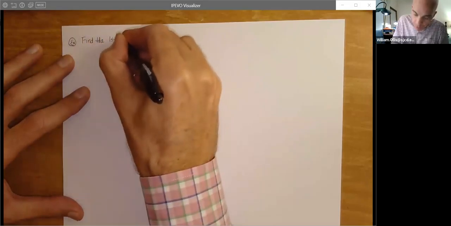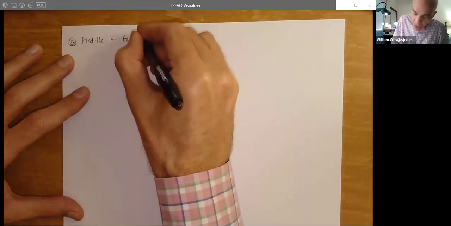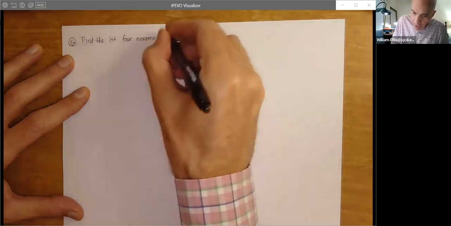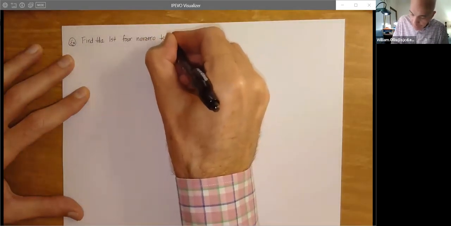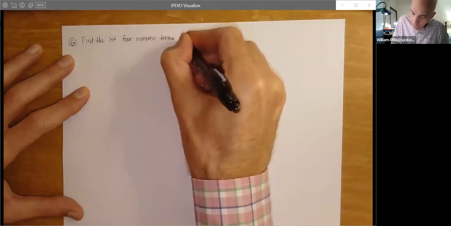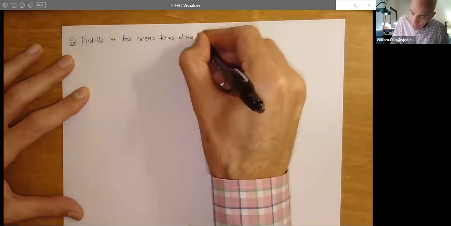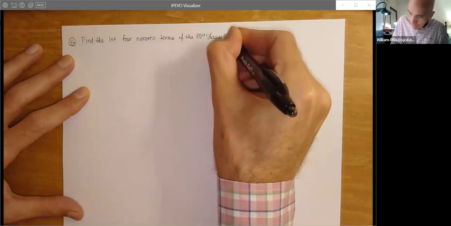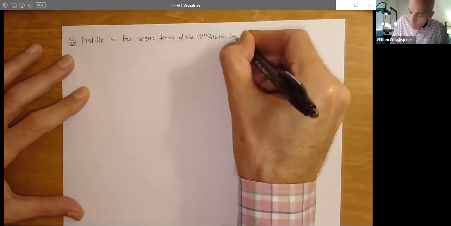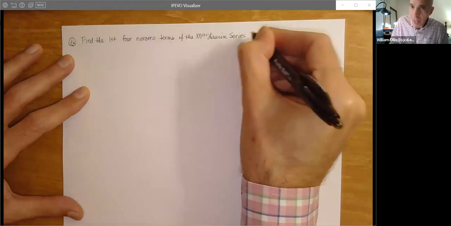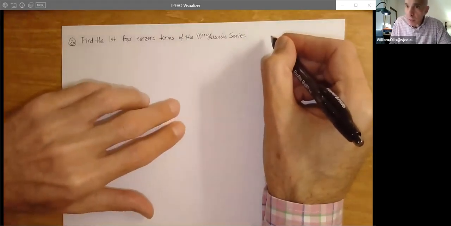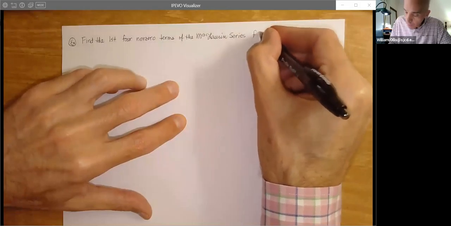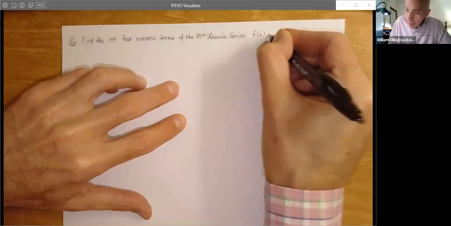So here's what this example said. This is an excellent example of where we just have to do the rote algebra. So it says find the first four non-zero terms of the Maclaurin series.